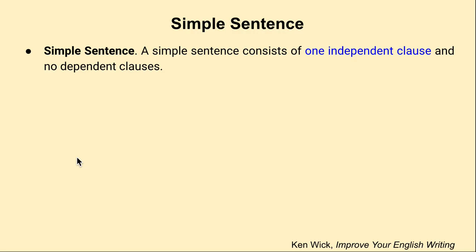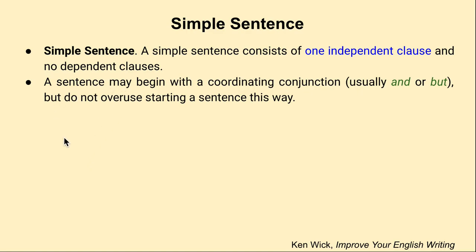So, examples. Just a little tidbit. A sentence actually may begin with a coordinating conjunction. Some people say it cannot. It actually can. Usually it starts with 'and' or 'but'; do not overuse starting a sentence this way. You cannot start every fifth sentence this way. Most style guides will say it is okay to start a sentence with a coordinating conjunction, but don't overuse it.